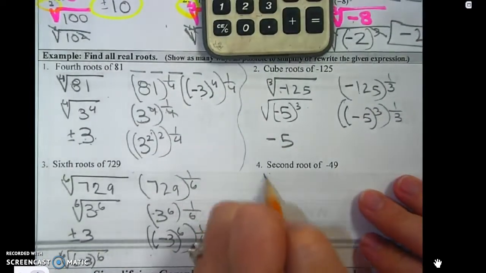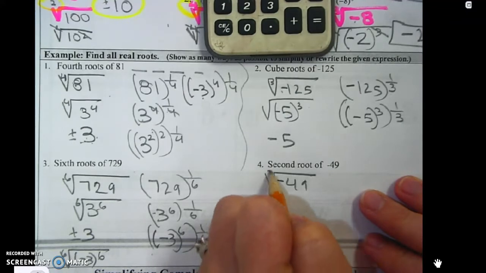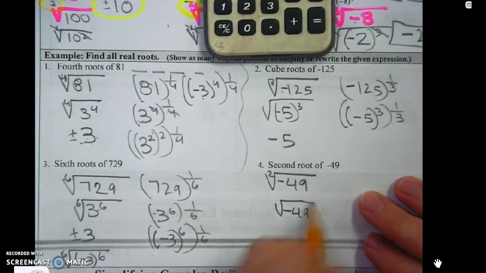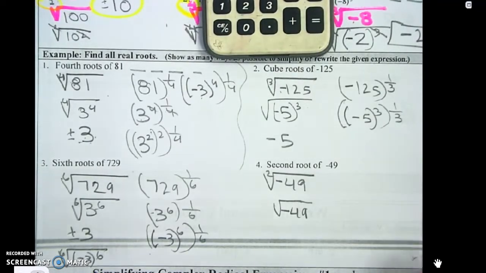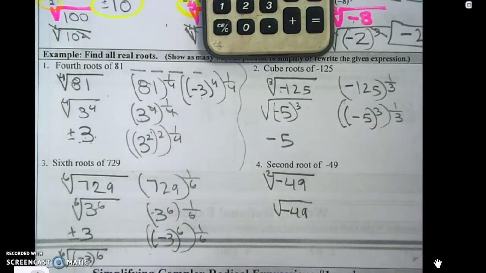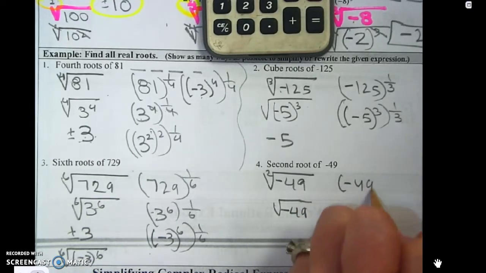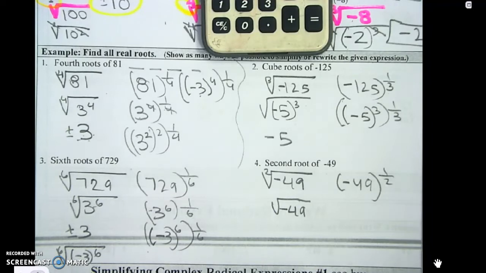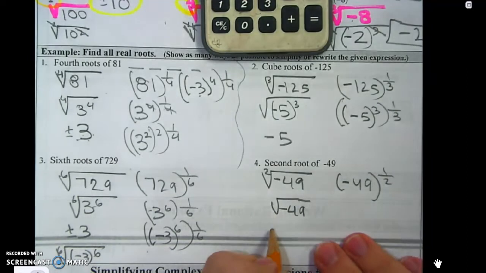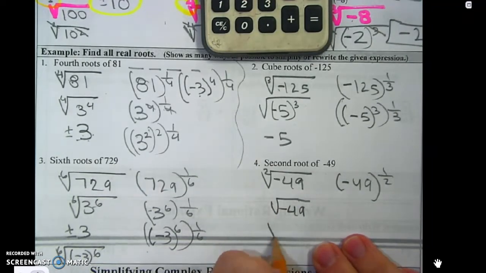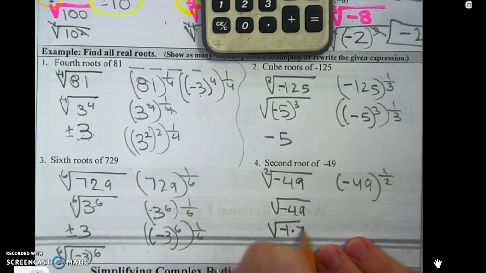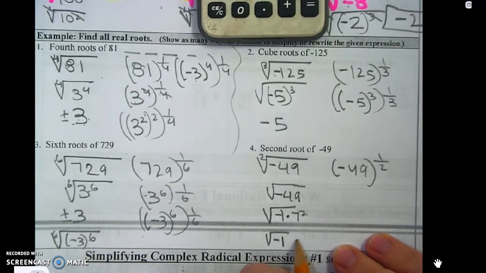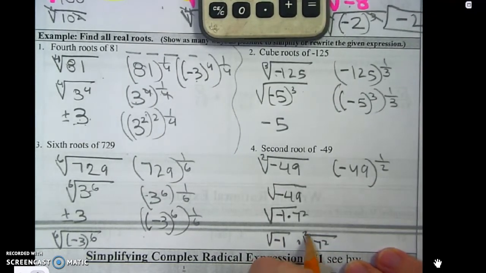The 2nd root of -49. I could also write it like this. I don't need the 2. Now this one I'm kind of messing with you, so let me do this one. I can rewrite it like that. But the problem is nothing times nothing is going to give you 49. But I could rewrite -49 as -1 times 7 squared, which means I'm really writing it as the square root of -1 times the square root of 7 squared.